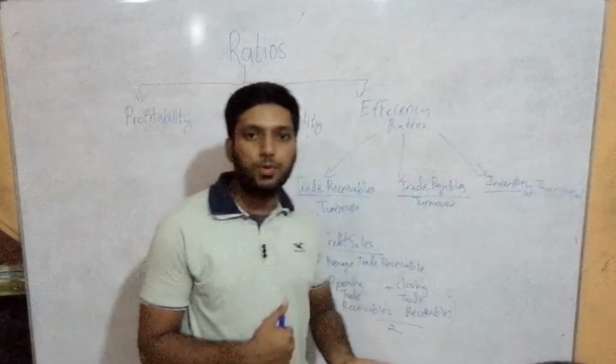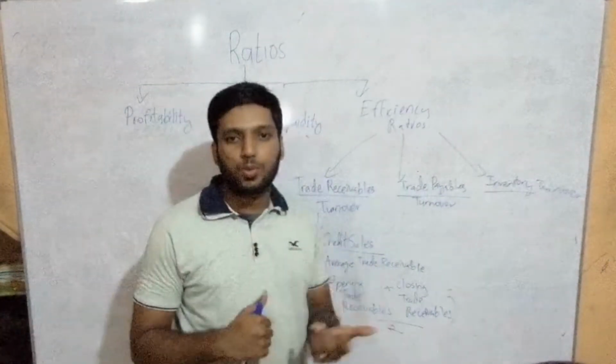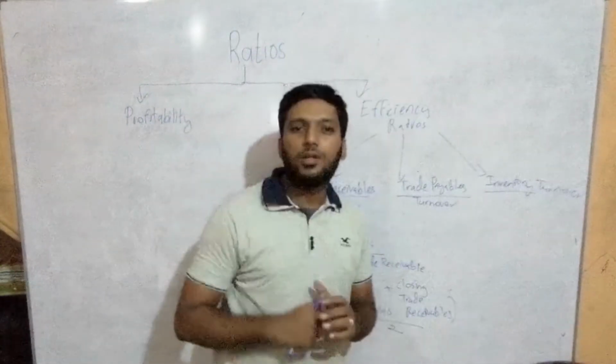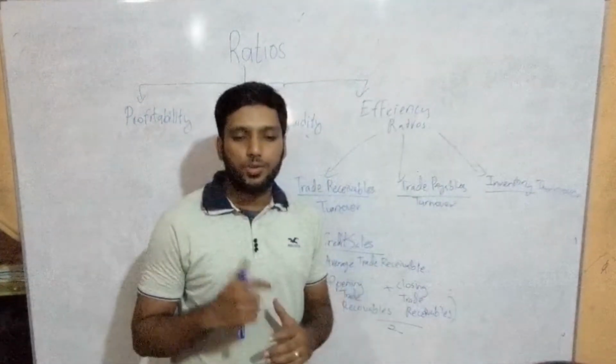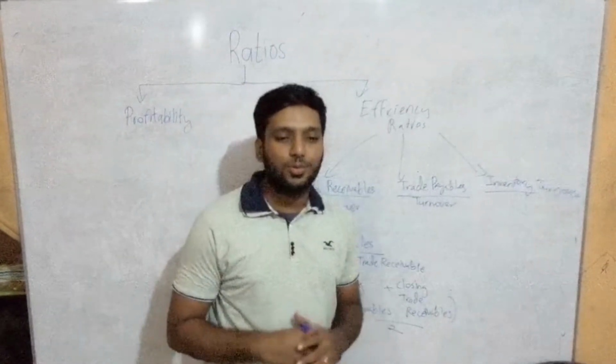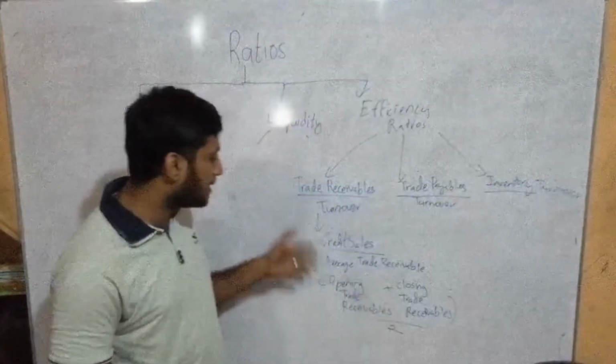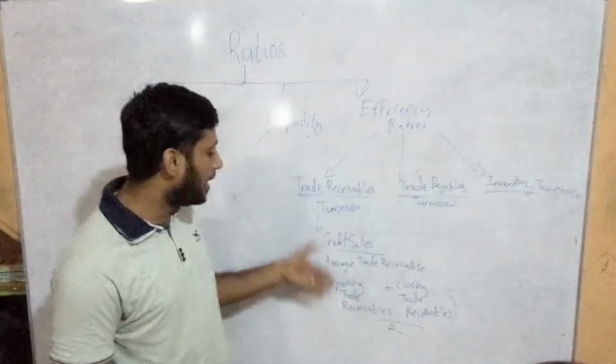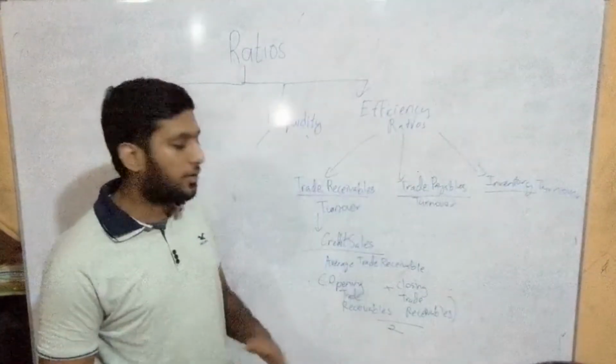Sometimes they may not give you sales, so you need to go back from the gross profit margin and find it out. That you will learn through the chapter incomplete records, which I will be posting in new videos soon. But for now, have an understanding that credit sales divided by average trade receivables is the number of times which you are going to find.